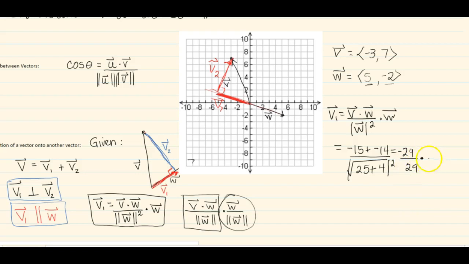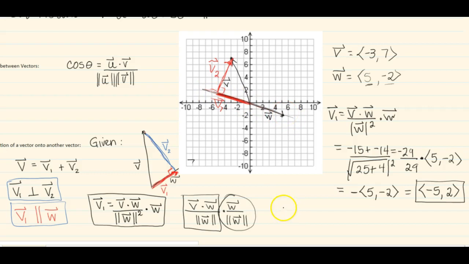And I need to multiply that times W. W is 5, negative 2. So now I'm going to get a negative 1 times 5, negative 2. So V1 is going to be negative 5, positive 2. Notice this one is not quite the same as W, but pretty close. But we do have the same slope, so that's good. So we do know it's going to be parallel to W.